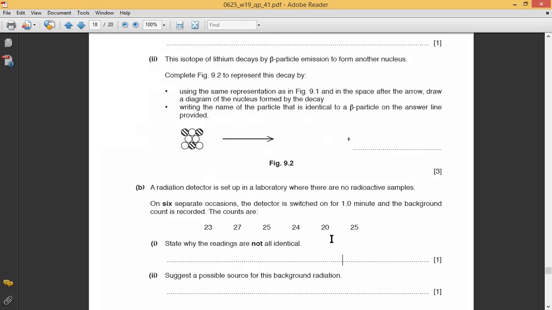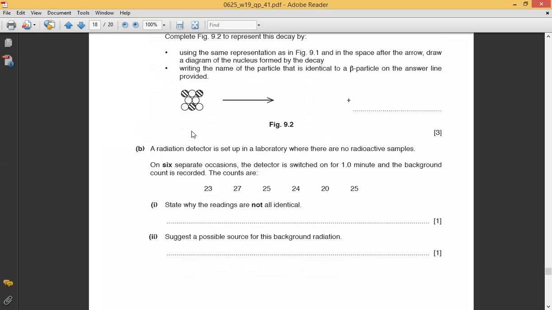So for elements, the different sources of decay which could lead to radiation are the earth, and even space could also be a source for an element to decay. So they said suggest a possible source for this background radiation. It could be the earth, the rocks, the soil, and that is it.